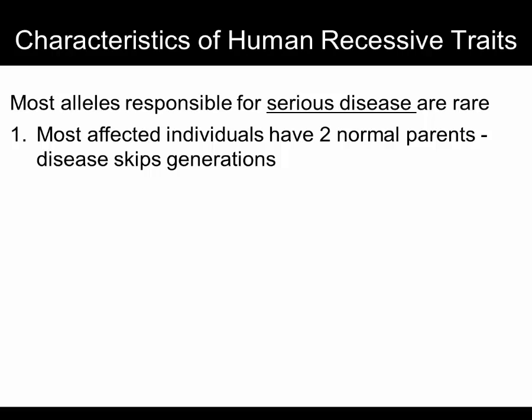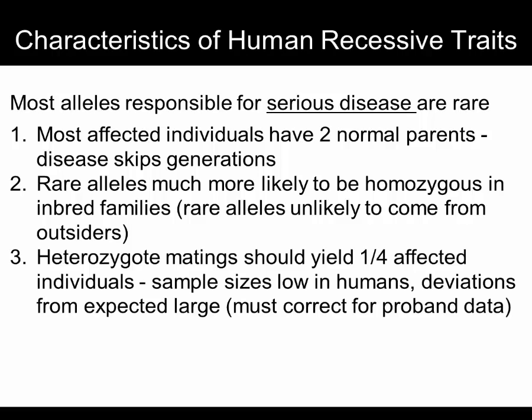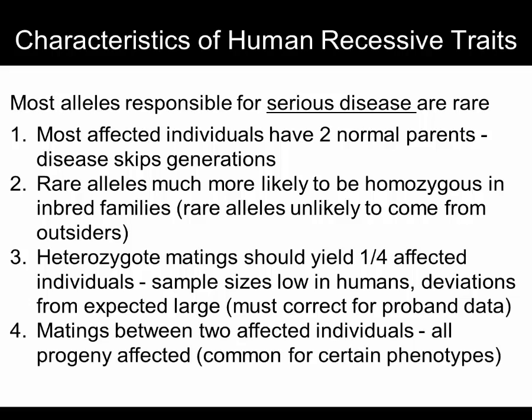These diseases will often skip generations. The parents will typically be unaffected carriers. Inbred families have a much higher incidence of homozygosity because the allele is rare amongst outsiders. When two heterozygous carriers mate, 1/4 of their offspring should be affected, but due to small sample sizes, you may see large variations on this. Finally, in the circumstance that two affected individuals mate, all of their offspring will be affected.